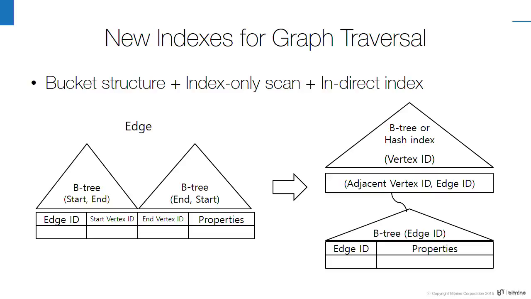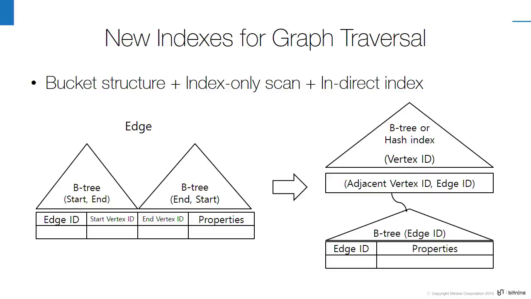This is our new index structure for graph traversals. Rather than maintaining two composite indexes, we only need one index on a single column. And to reduce the size, the index uses a bucket structure. And for the indirect indexing, this index stores edge IDs rather than TIDs for edges.